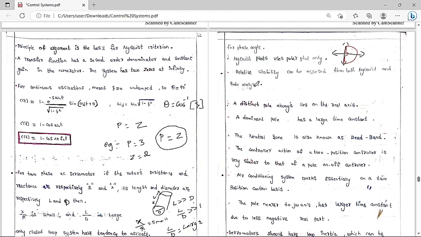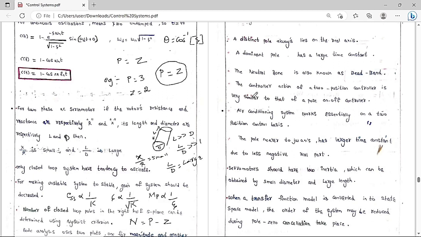The next point is that servo motors should have low inertia, which can be obtained by a small diameter and large length. I have already told you about servo motors. A servo motor should have low inertia, which can be obtained by a small diameter and large length. Just now we have discussed the servo motor. It will have a small diameter but a large length, and the X-bar ratio is very small. I have already told you that for a servo motor the X-bar ratio is very small.